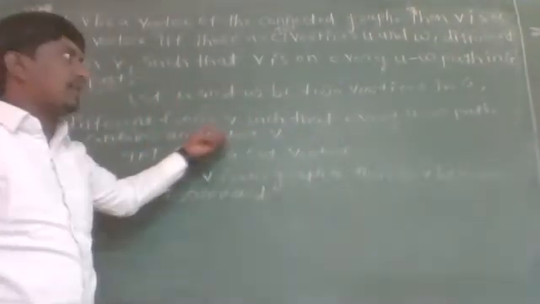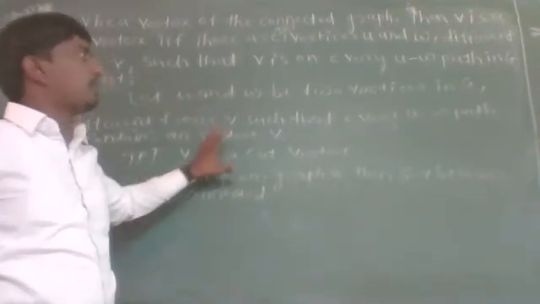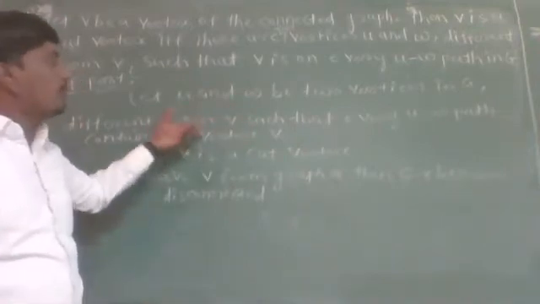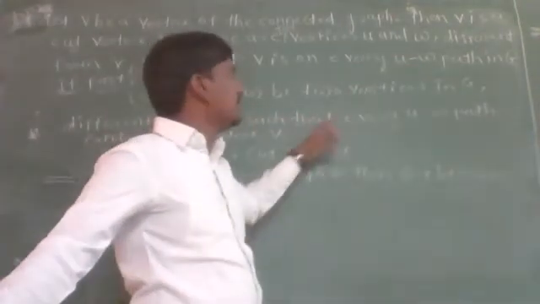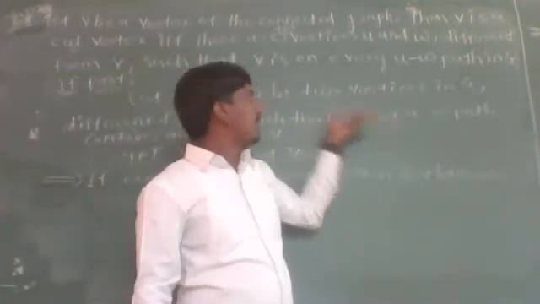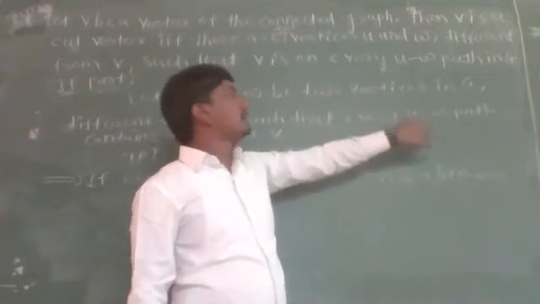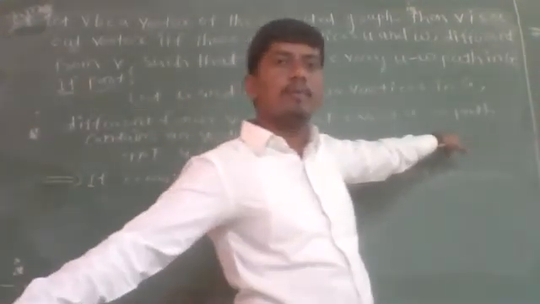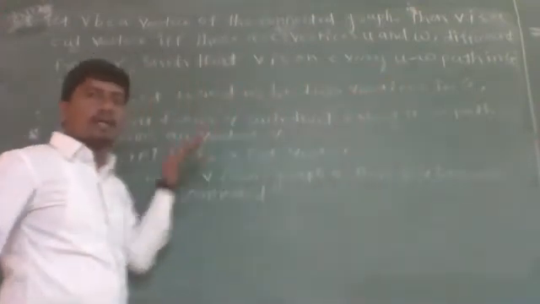How? Since every U to W path contains a vertex V, there is no possible path from vertex U to W which does not involve vertex V. So if we remove vertex V from graph G, then U and W belong to two different components. It means graph G was already connected, but if we remove vertex V from graph G, then U and W belong to two different components. It means that the graph becomes a disconnected graph.